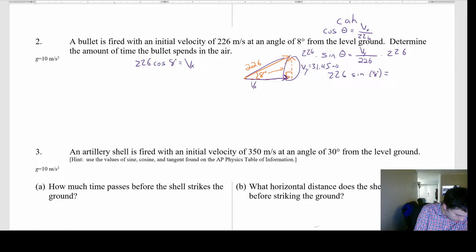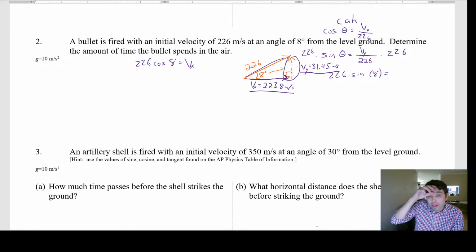226 cosine of 8, and I'm getting 223.8 meters per second. All right, now I have my components. I have my vertical component here and my horizontal component here. Now, what was the question asking for again? Determine the amount of time the bullet spends in the air. Oh, actually, I didn't even need to find the horizontal component. Whoops, my bad, but I did anyway, so bonus.